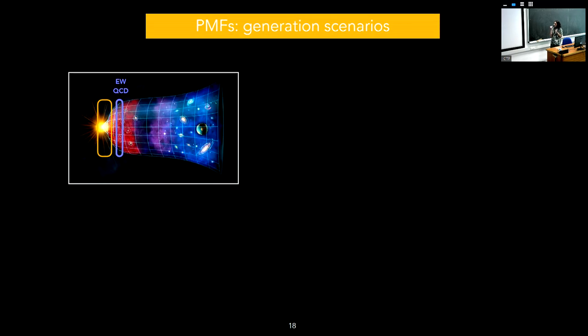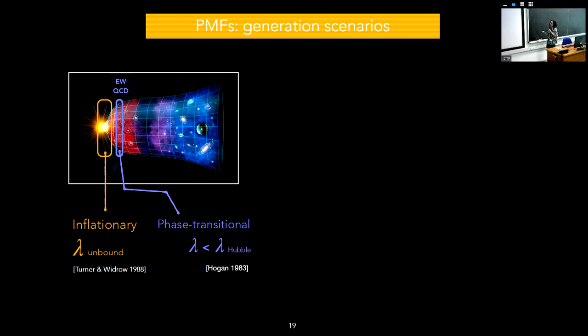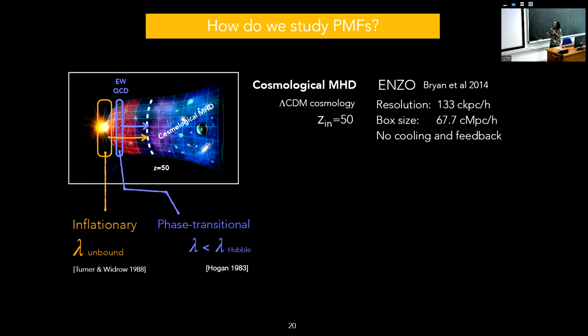There are different generation scenarios for how primordial magnetic fields could be generated in the early universe. They could be generated during inflation or phase transitions. In the inflationary scenario, their coherence scale would be unbounded, while in the phase transition scenario, their coherence scale is bounded by the Hubble horizon scale at the moment of generation. In our work, we study both inflation and phase transition generated seed magnetic fields.